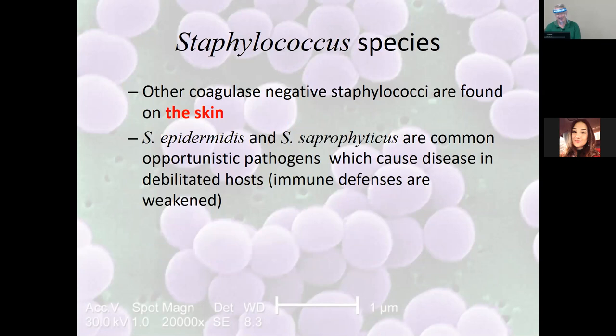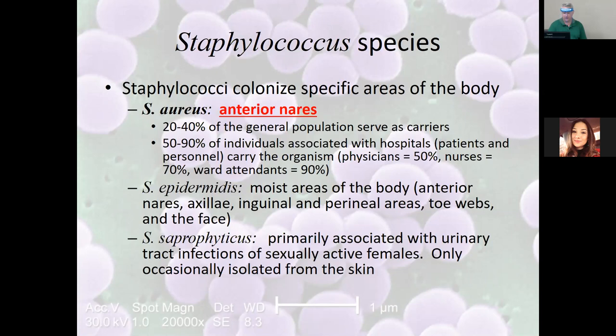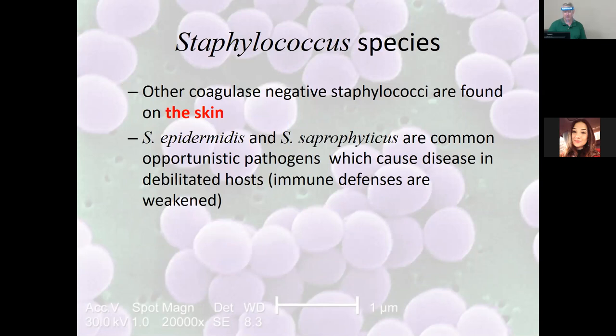So we have some other coagulase-negative staph. Who's coagulase positive? Did we hit on that yet? I think it's coming, but we're kind of jumping ahead. The other coagulase-negative staphs found on the skin are epidermidis and saprophyticus. So guess who's coagulase positive? Which staph that we've talked about so far is coagulase positive? Staph aureus, right? That's going to be one of the things we can determine today as to whose staph is whose. We're going to do a little immuno slide test today, putting on some latex antibody looking for coagulase.